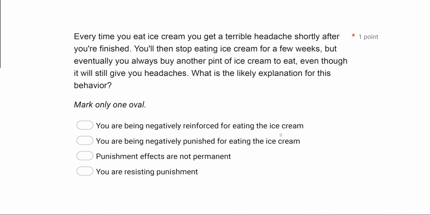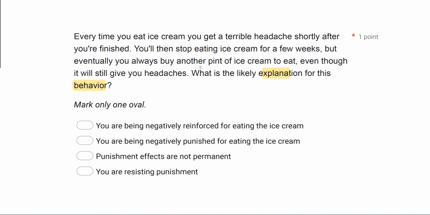Every time you eat ice cream, you get a terrible headache shortly after you're finished. You'll then stop eating ice cream for a few weeks, but eventually you always buy another pint of ice cream to eat, even though it will still give you headaches. What is the likely explanation for this behavior? This is a consequence question, but a little more difficult. It's a little more abstract. So we're looking for the explanation for this behavior.